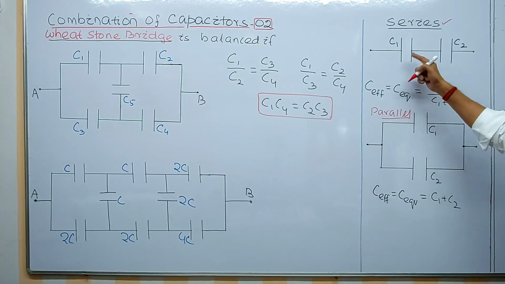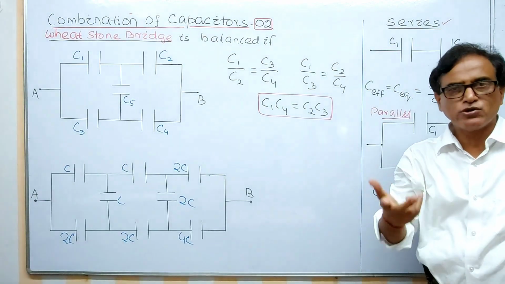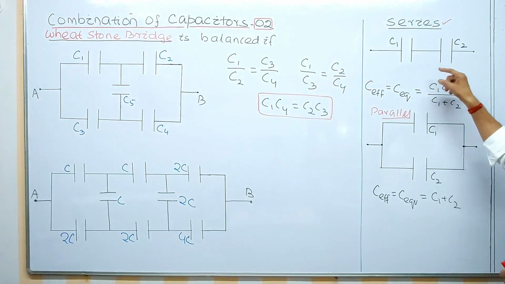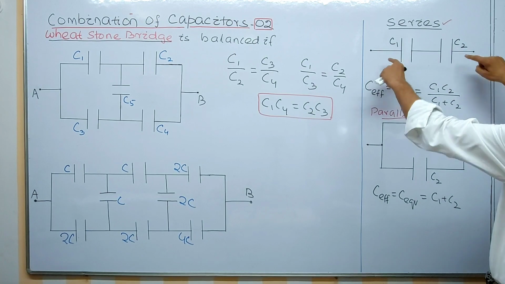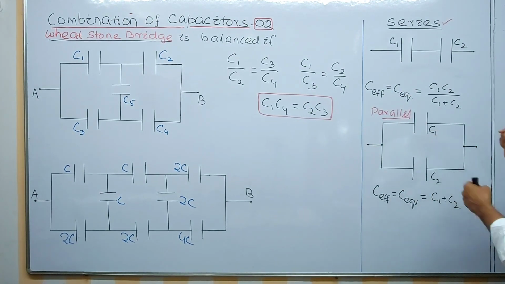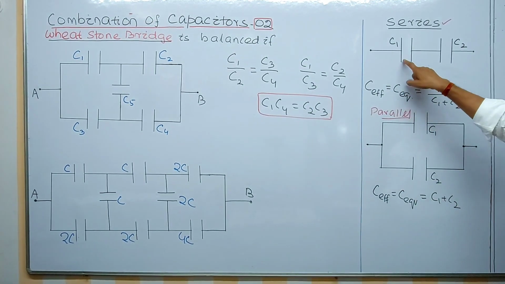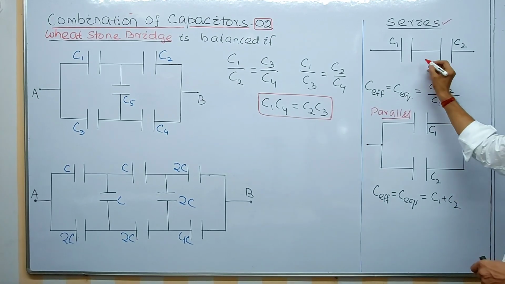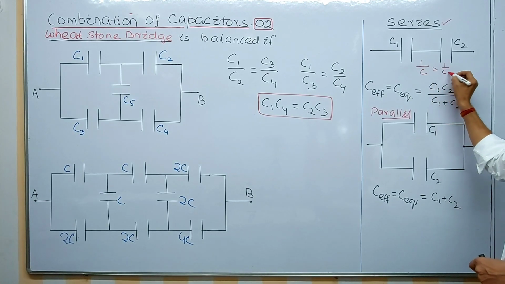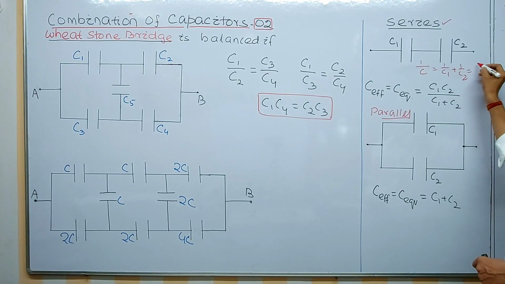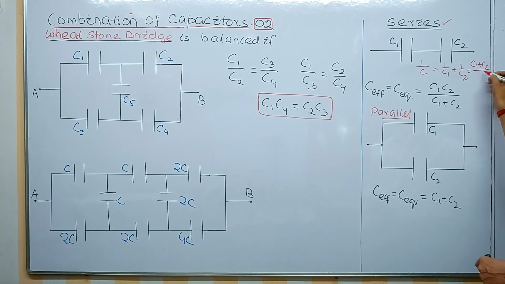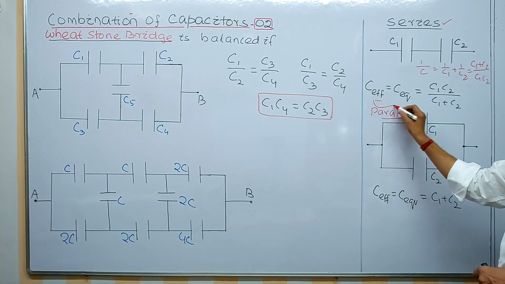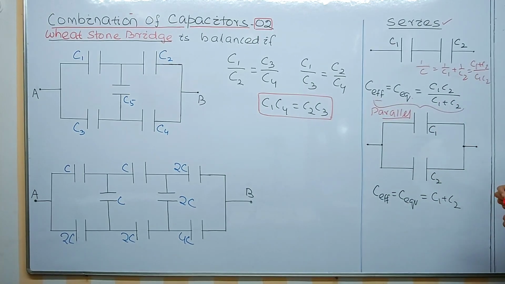In series combinations, you can see directly by visualization. I think you are able to follow that it is a series combination, and across these terminals these two are in series, across this terminal these two are in parallel. Now here see, when two capacitors are connected in series, we have a formula 1 upon C equal to 1 upon C1 plus 1 upon C2, that is C1 plus C2 over C1 into C2, which gives the formula C1 C2 by C1 plus C2.